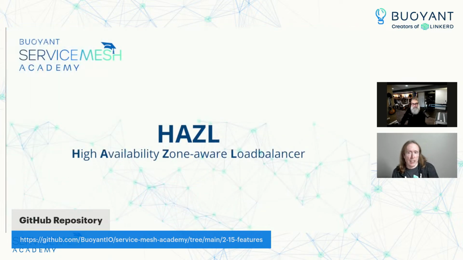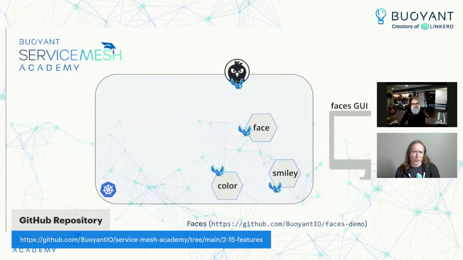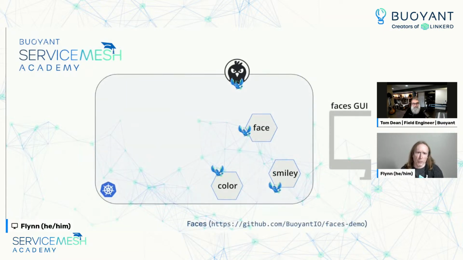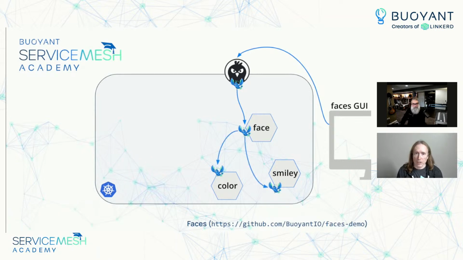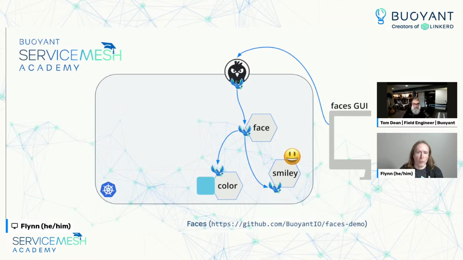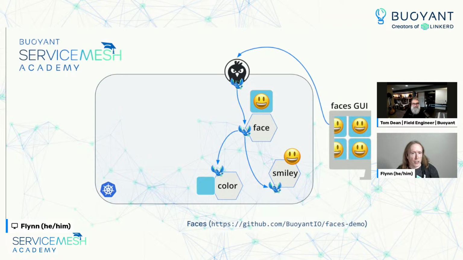We will start with HAZL, the High Availability Zonal Load Balancer. This is also a reasonable time to talk about the demo that I'm going to be showing off here, which is our ever popular Faces demo, where we have a GUI that goes through and talks through, in this case, Emissary-ingress to a face workload, which talks to the color and smiley workloads. Color is supposed to give you back a color. Smiley is supposed to give you back a grinning face. The face workload puts those together, and then that's how the GUI knows what it should show.